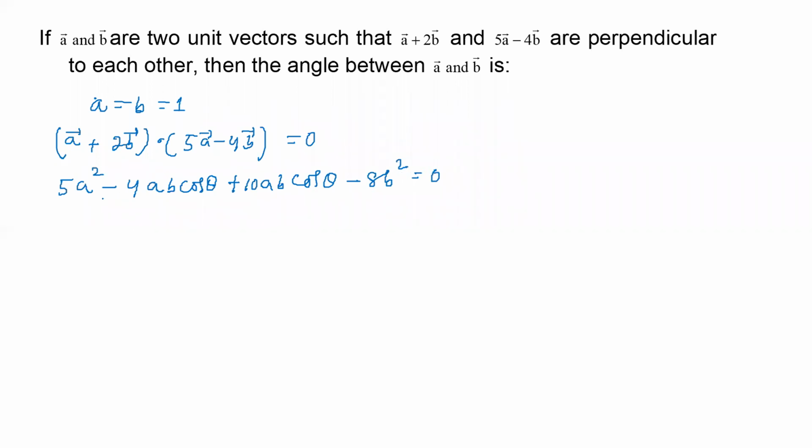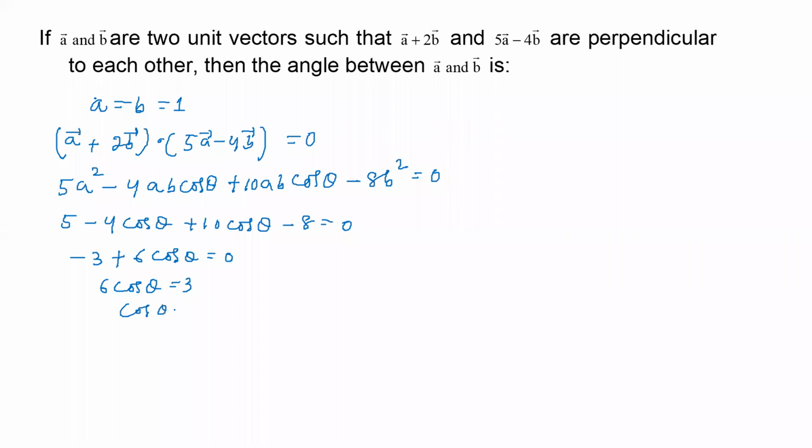So students, here by solving, I could get A is 1, B is 1, everything I will put, then 5 minus 4 cos theta, because everything is unit vector 1, plus 10 cos theta minus 8 is equal to 0. That means by solving 5 minus 8 is minus 3, minus 4 cos theta plus 10 cos theta, that is 6 cos theta, minus 3 equals 0. So cos theta is equal to, students, half. Theta is equal to 60 degrees. So angle between A and B is, students, 60 degree.